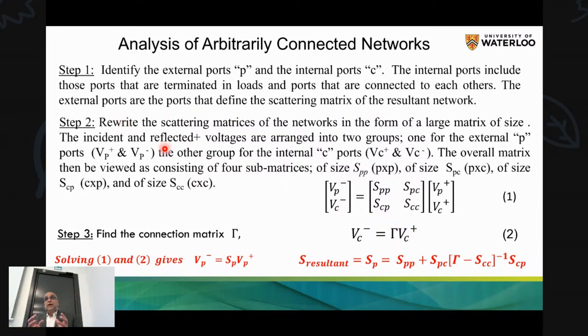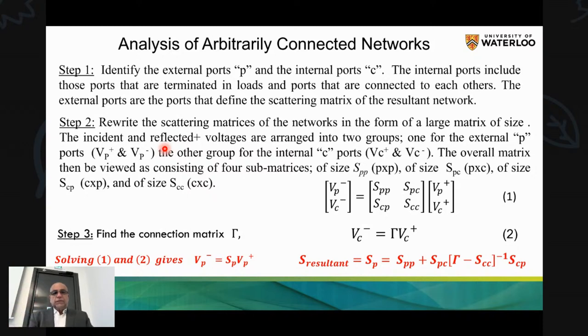By the way, when you have the scattering matrix of each network, if it's a 3x3 network, a network of three ports, its scattering matrix is three equations, right? V1 minus, V2 minus, V3 minus, equal to the S matrix times V1 plus, V2 plus, V3 plus. So that matrix gives you three equations, just simple equations. If you have another network, four ports, that's four equations. If you have two ports, that's two equations.